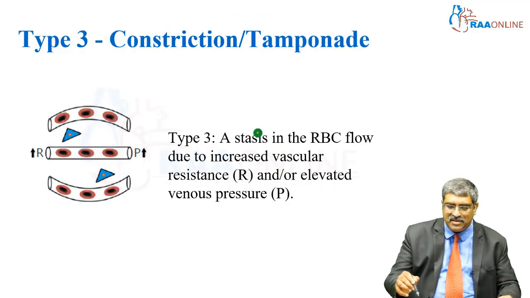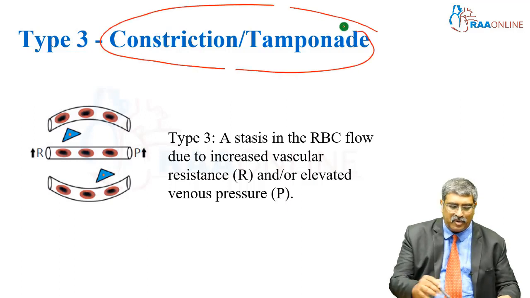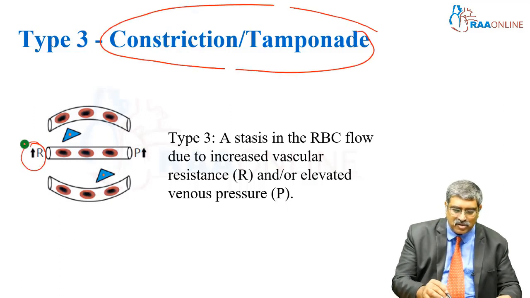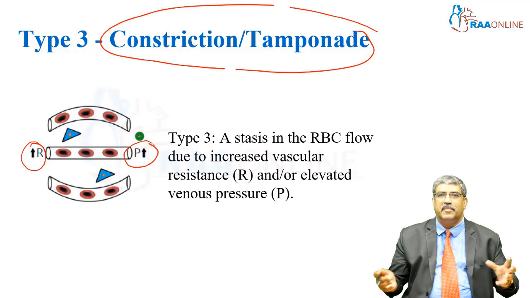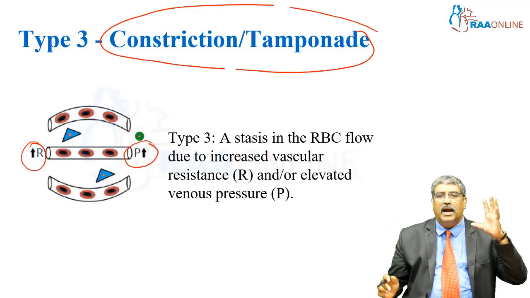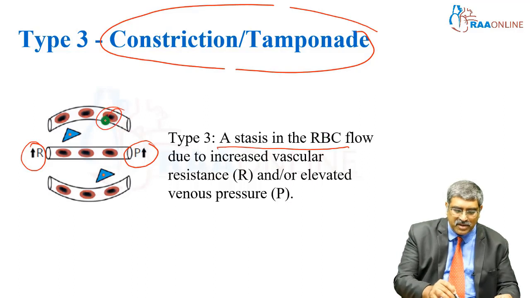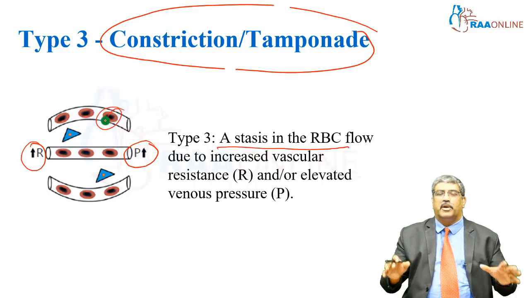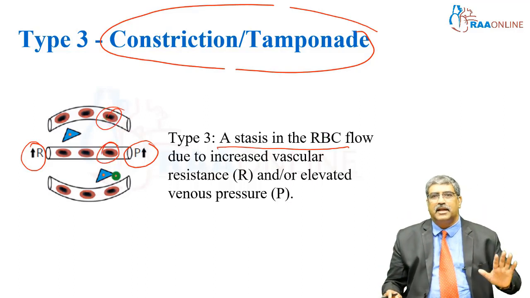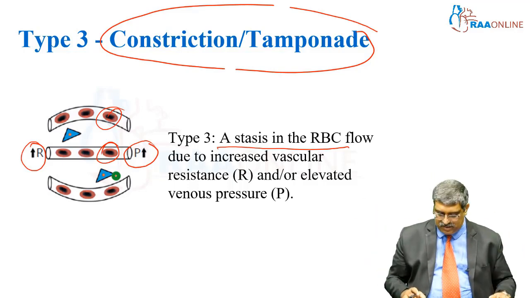And type 3 is the constriction and tamponade. Either your resistance goes up or the pressure in the microcirculation goes up and there is a stasis in RBC flow. Your RBC is not proper, it is damaged. It can be increased pressure or increased resistance.